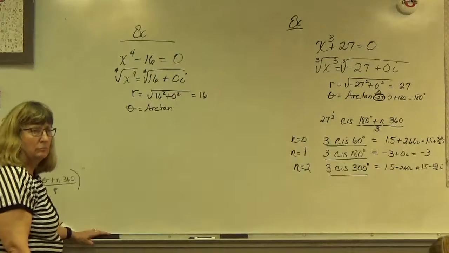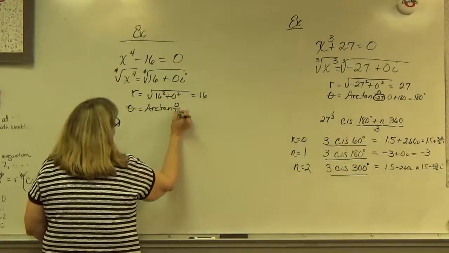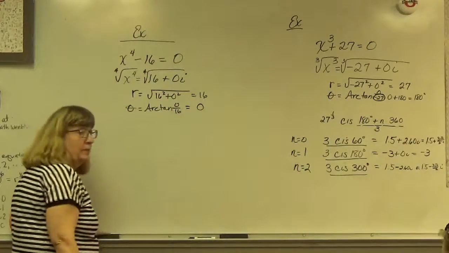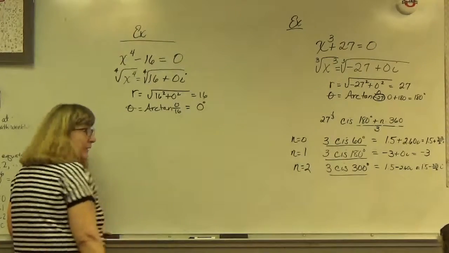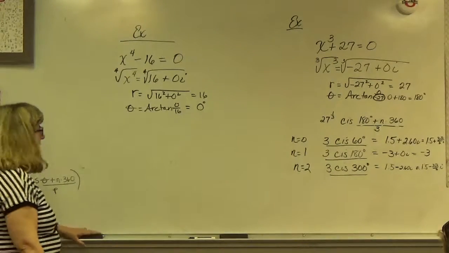It's the arctangent of 0 over 16. So that's just 0, right? Do I need to add 180 this time? No, because the a is not negative.